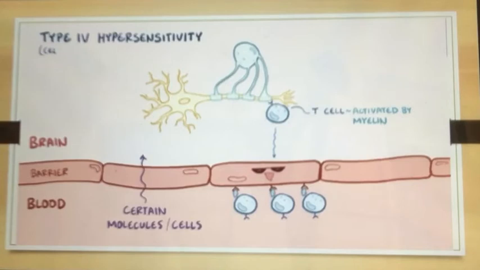Once the T cell makes its way in, it can be activated by something it recognizes. In multiple sclerosis, it is activated by myelin. Once the T cells get activated, they change. And the blood-brain barrier also expresses more receptors, and this allows the immune cells an easier way to get in.